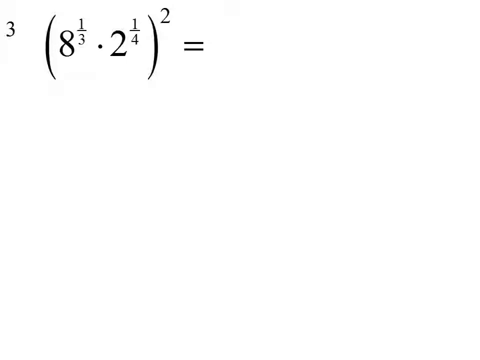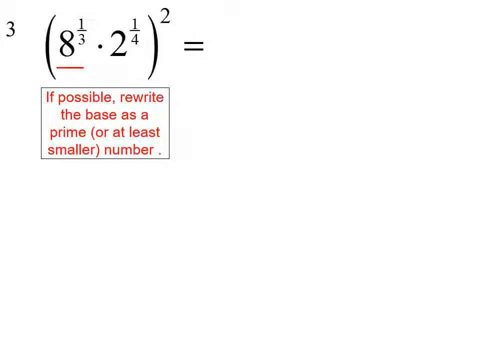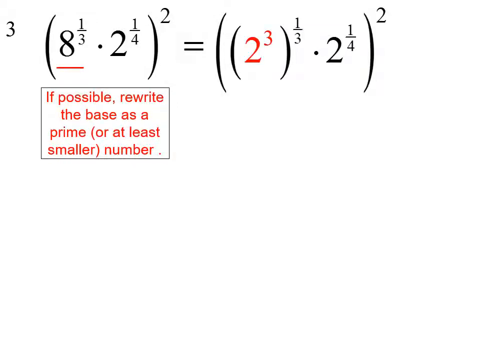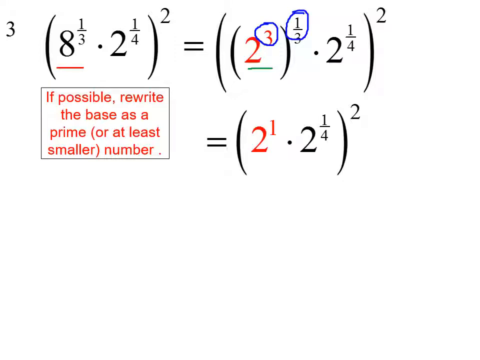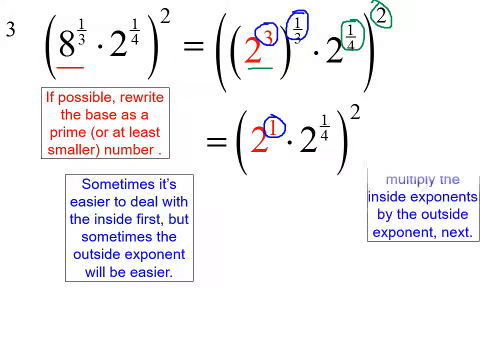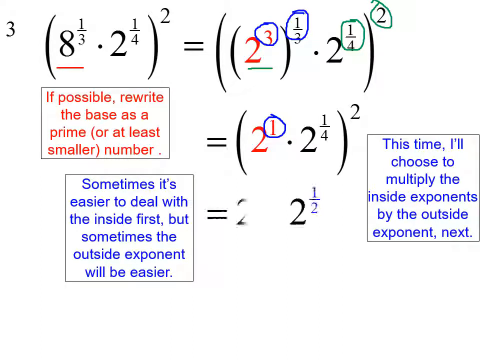8 to the 1/3 times 2 to the 1/4, all raised to the 2nd power. If possible, rewrite the base as a prime, or at least a smaller number. So 8, we change to 2 raised to the 3rd power. And this time we're going to multiply the powers. 3 times 1/3, which gives us 1. Let's multiply the other powers. 1/4 times 2. See what we get. Yep, we get 1/2.